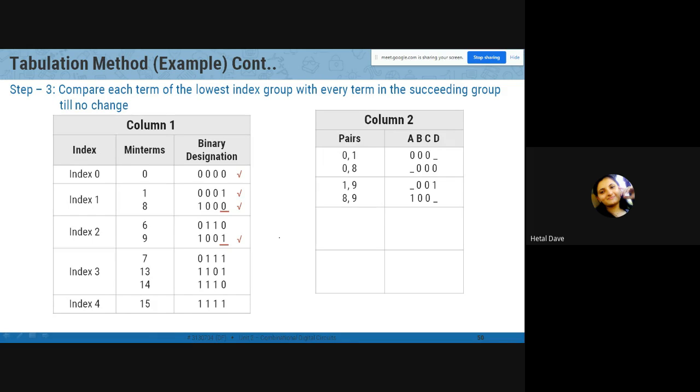Now look at index 2 and index 3. 6 will be compared with 7, 13, 14. 9 will be compared with 7, 13, 14. Every term will be compared with every term of the successive index. So here 6 and 7 can be paired. I hope I need not explain it here because you know now. Then 6, 14 and 9, 13 are paired together. You can check it out. One bit change where the dash has been placed. Once index 2 and 3 are compared, then index 3 will be compared with 4.